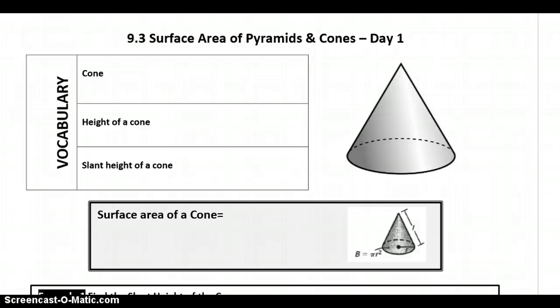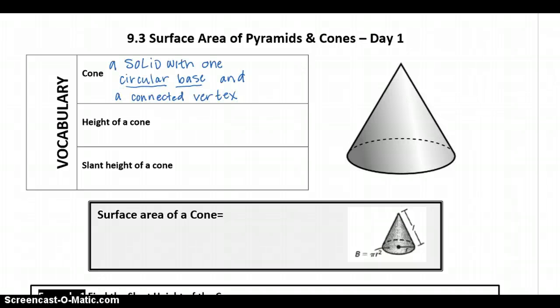Alright, so this is video notes for 9.3 surface area of pyramids and cones, day 1. So today we're going to talk about the surface area of cones. So first, what is a cone? A cone is a solid with one circular base and a connected vertex.